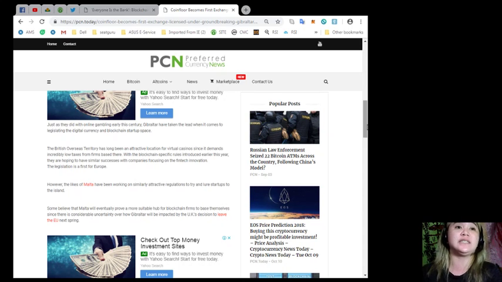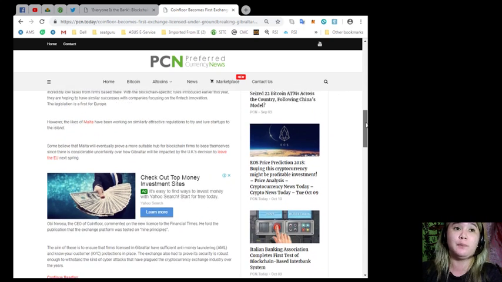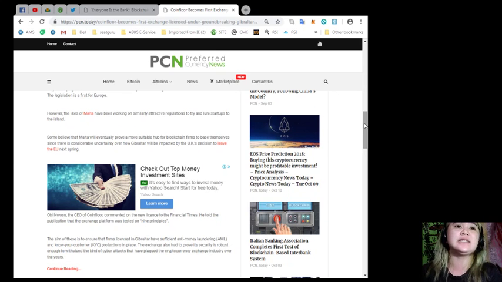The British Overseas Territory has long been an attractive location for virtual casinos since it demands incredibly low taxes from the firms based there. With the blockchain-specific rules introduced earlier this year, they are hoping to have similar successes with companies focusing on fintech innovation. The legislation is a first for Europe. However, the likes of Malta have been working on similarly attractive regulations to try and lure startups to the island.